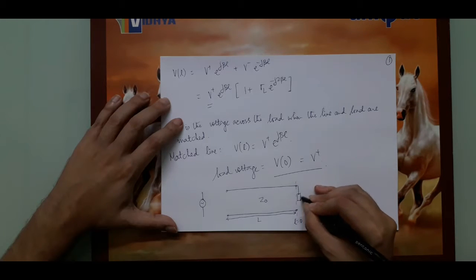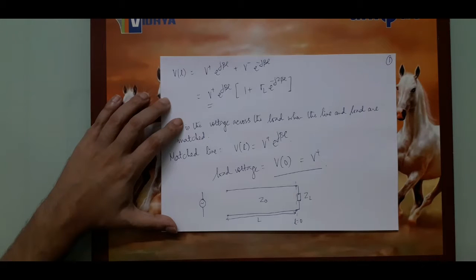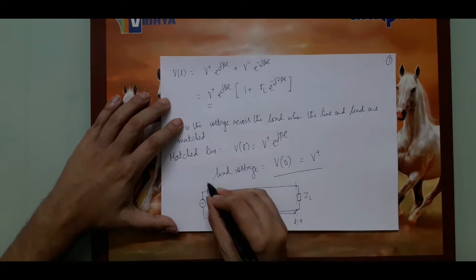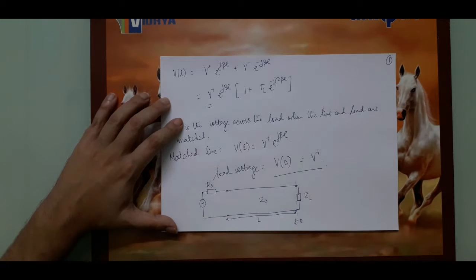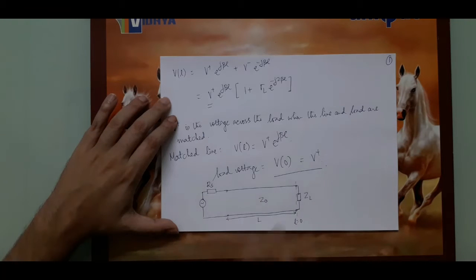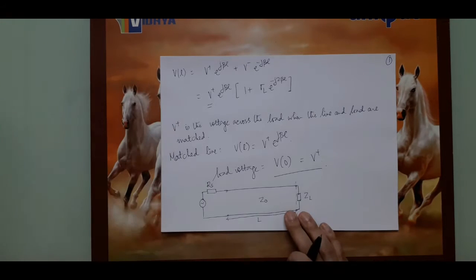I can define this as ZL. Now we can have a very practical source in the sense that the source has some source impedance Rs. Let's assume it's real. This is not a bad assumption. Most sources have some amount of internal resistance. We have conveniently not talked about it so far, but it's always there. And in some sense, it also plays a major role depending on its value.